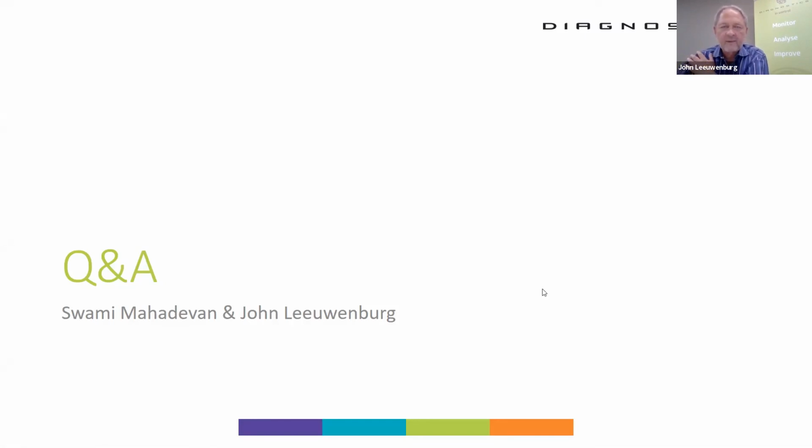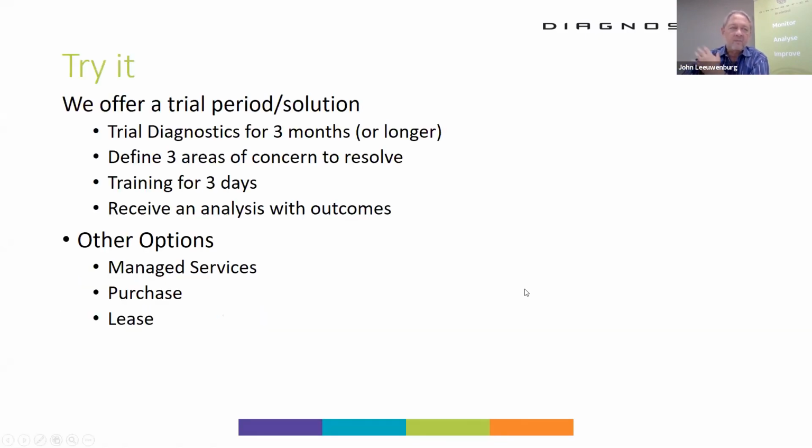Just a quick conclusion for everyone. So try it. We offer a trial period for 3 months, or it can be a little bit longer. You get to define 3 areas of concern to resolve. You get 3 days of training, so you actually get the training as part of the trial, and you receive an analysis with outcomes, meaning that for those 3 items, we say, okay, you might have to put an index here, you might have to fix this problem, and so forth.